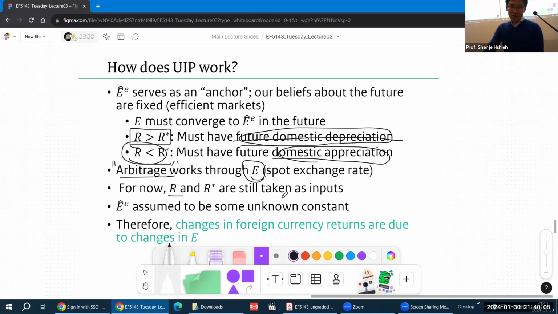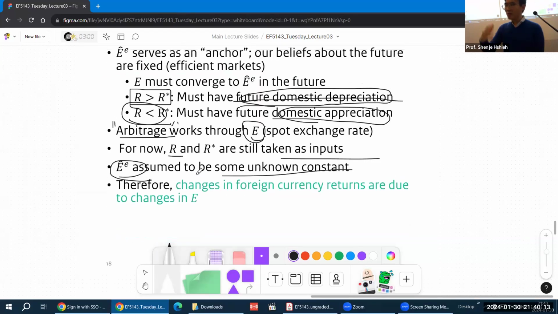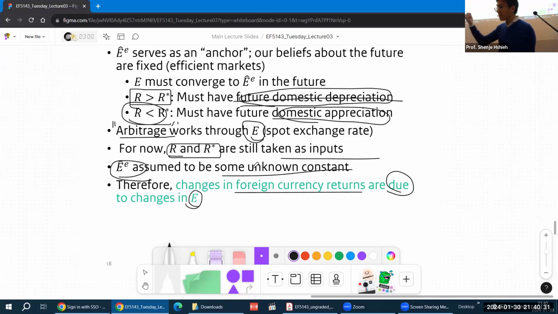So R and R star are taken as inputs. E hat E is going to be some unknown constant, but that's okay because we're just concerned with forecasting as of now. So therefore our conclusion is that on average, changes in foreign currency returns are due to changes in E, which comes from changes in R and R star, right? Because expectations are anchored, given changes in R and R star, E has to change with respect to that equation, right?